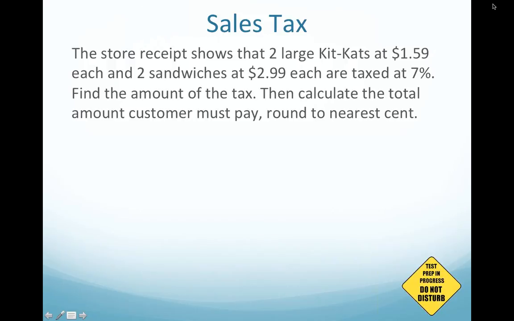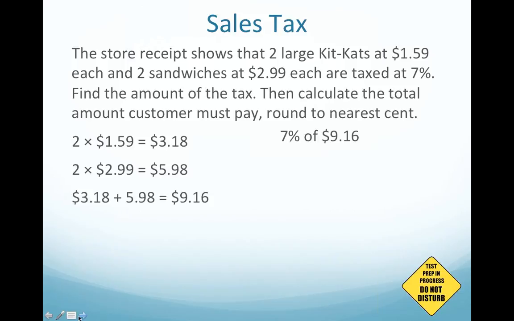Another type of tax problem we'll see is sales tax. So we're going to calculate the sales tax here. We've got Kit Kats at $1.59. We've got 2 sandwiches at $2.99. And there's tax at 7%. So we've got to figure out all the costs first, and then multiply it by the tax. There we go, we're adding it up, and then once we finish adding it up, we're going to multiply it by 7%.